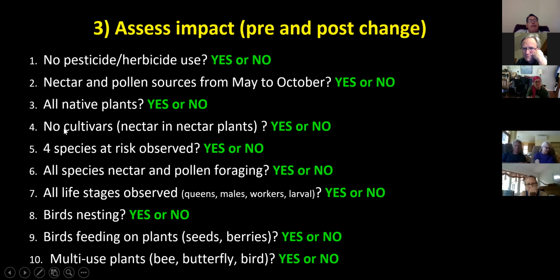At least 4 species at risk observed. Nectar and pollen foraging, and these species are observed through the season, not just for a week or on one plant, but you're keeping them through the whole season. That's where things get difficult. And then other trophic levels, like do you see birds feeding or nesting in the habitat? That helps to make those connections between the plants and other wildlife, and then the pollinators on one side as well.